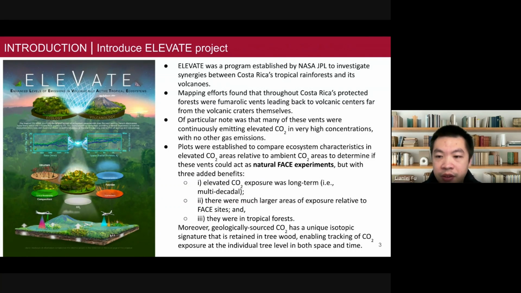There are three key advantages. The first is, unlike the short-term FACE experiments, it is a decadal scale exposure. The second is that the affected area is much bigger than other traditional FACE plots. And the third is that it is true tropical conditions, addressing a major gap in current studies.